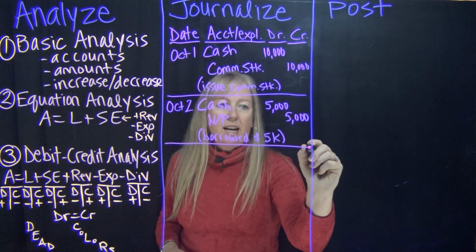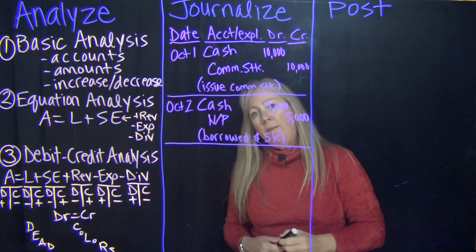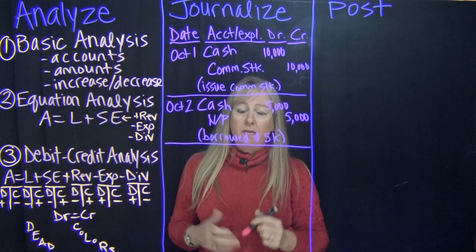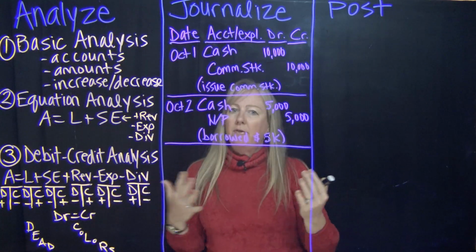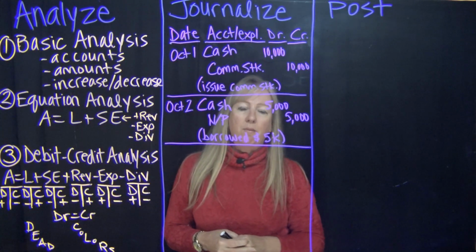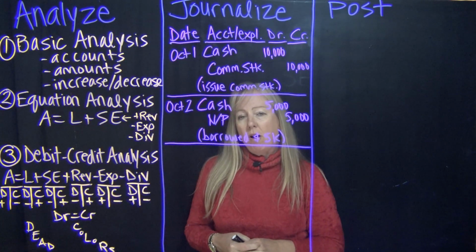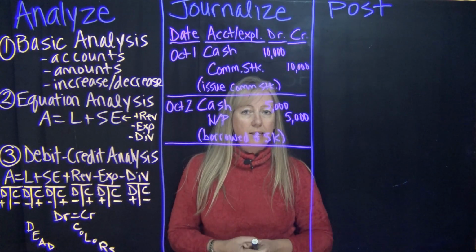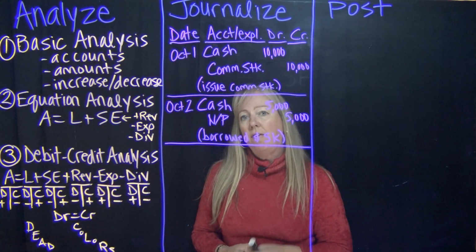Then the next transaction, let's say you want to buy some equipment, and it's going to be for cash. If it doesn't say on account, you can assume it's cash. If it says on account, either accounts receivable or accounts payable would be appropriate. If we bought the equipment on account, it would be accounts payable or notes payable, depending on the circumstances. But if you don't see the phrase on account, then it is for cash.